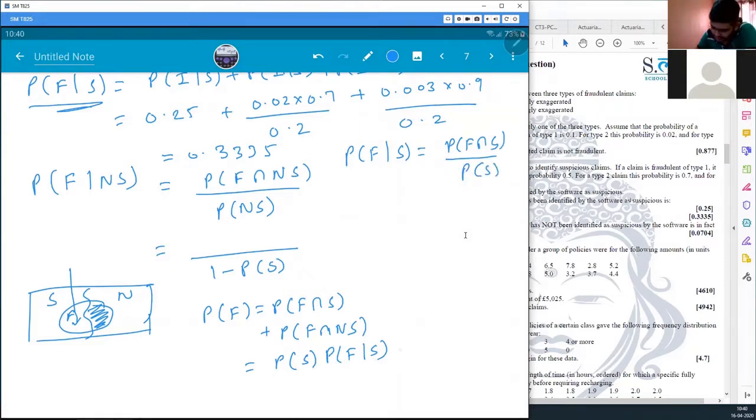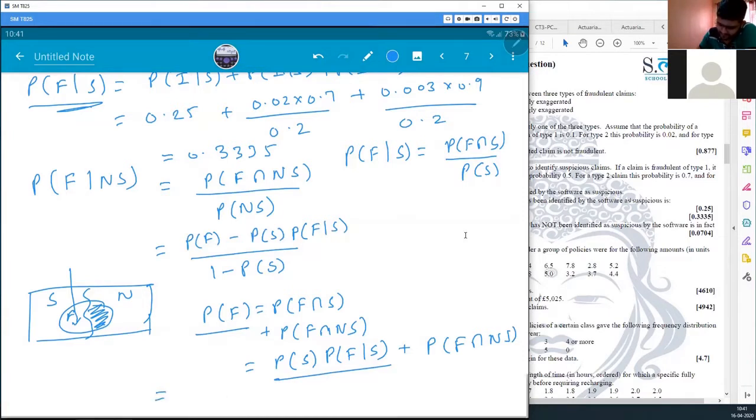So I wrote C, plus we'll have probability fraudulent intersection not suspicious. So accordingly I'll get this minus this. So I'll say probability of fraudulent minus suspicious, probability of fraudulent given suspicious.